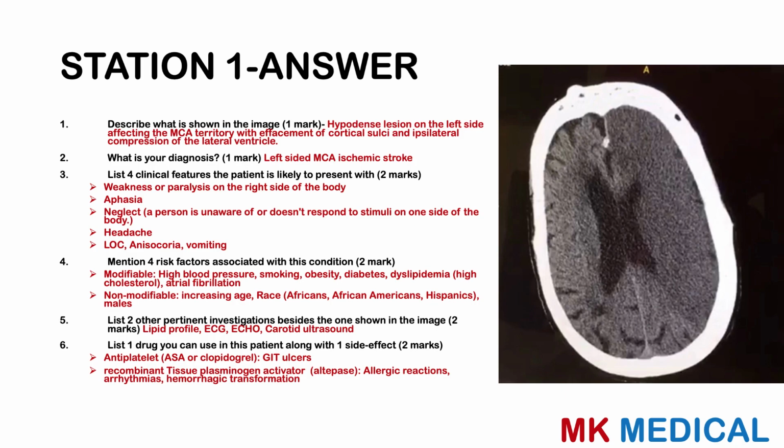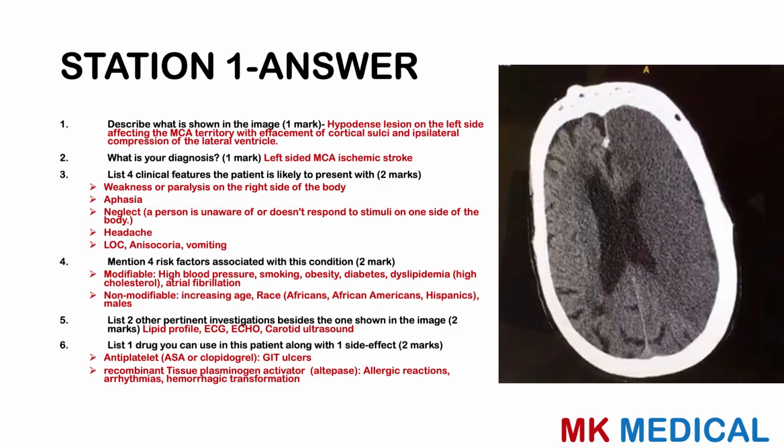So the risk factors could be modifiable. Things like high blood pressure, smoking, obesity, diabetes, dyslipidemias, high cholesterol, atrial fibrillation, or non-modifiable risk factors. Things like increase in age. The older you get, the greater the risk. Race, it's very common in Africans, African Americans, Hispanics, and even males.